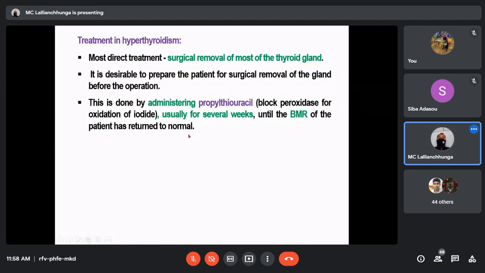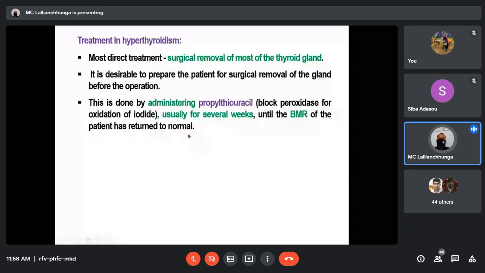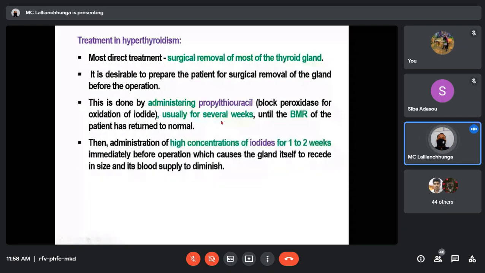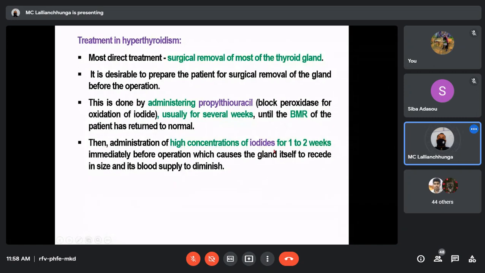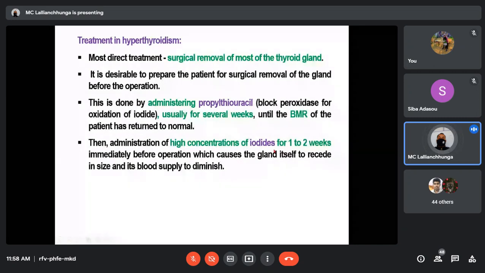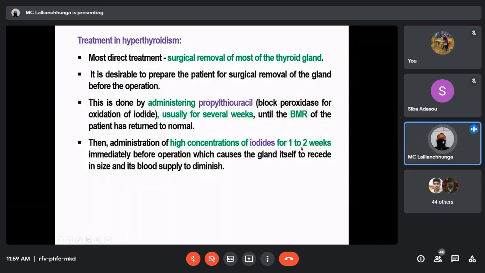Then after blocking peroxidase, comes administration of high concentrations of iodides. We are blocking the oxidized form of iodine, but after that you have to administer high concentrations of the iodides for 1 to 2 weeks immediately before operation, which causes the gland itself to recede in size and its blood supply to diminish. So this is important. The gland will decrease in size and blood supply will also be decreased. That is important for preventing blood loss during operation.